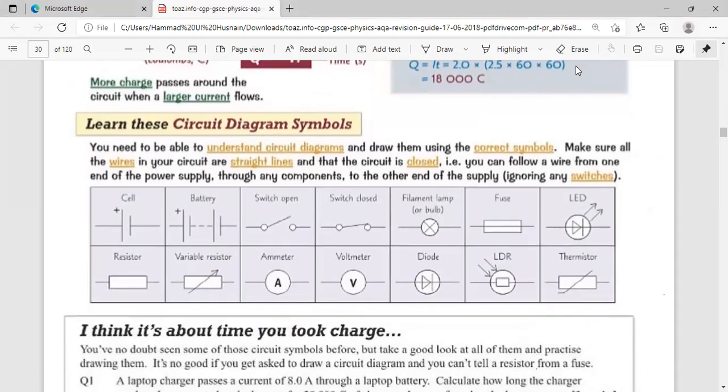Yeah. Okay, so learn these diagram symbols. As I have told you, there are many components which are used in practical circuits, so you need to remember the symbols of these components. First of all, the symbol given is the cell. Basically, a battery usually has two terminals, right? We have two terminals of a battery.